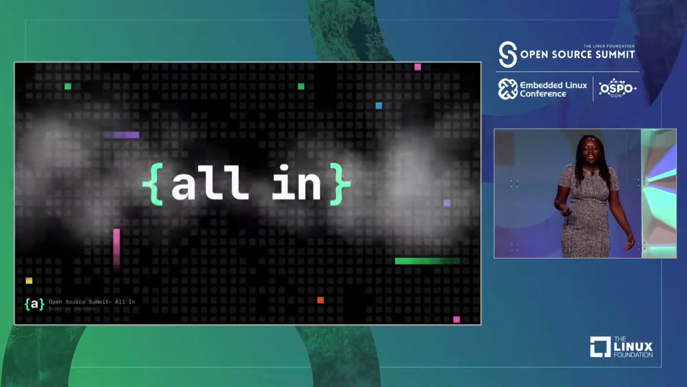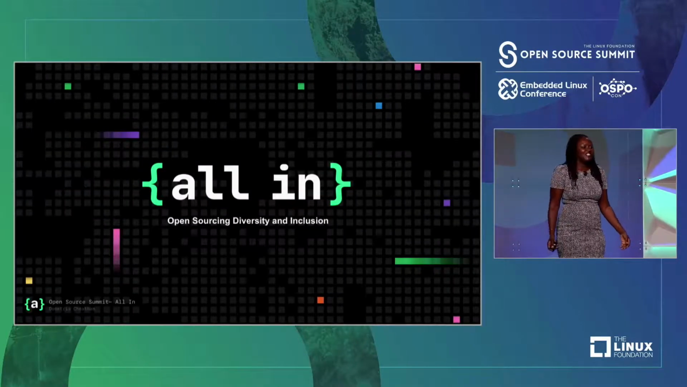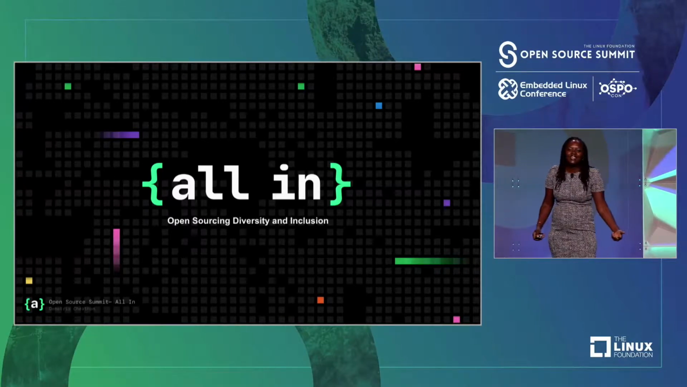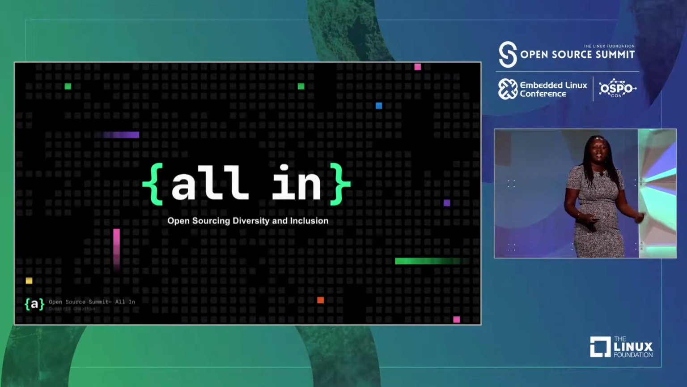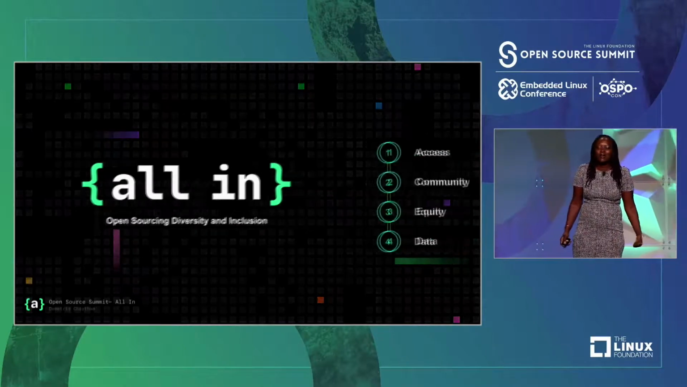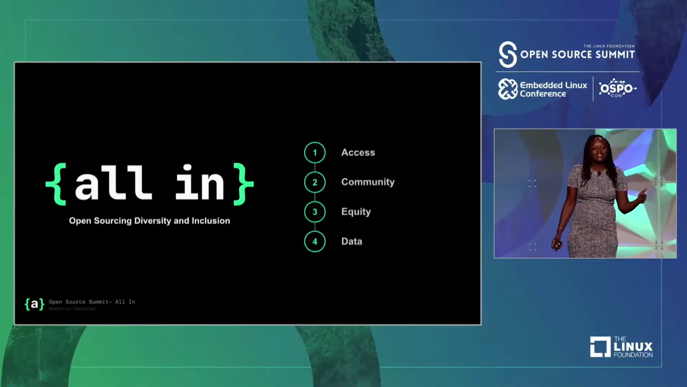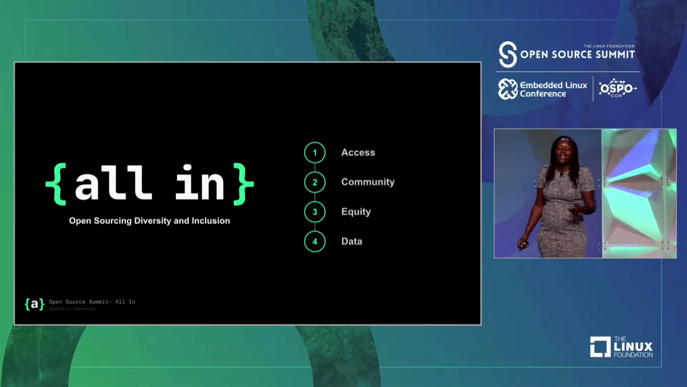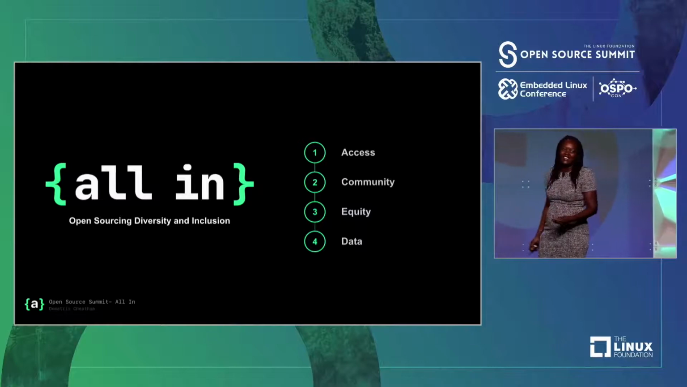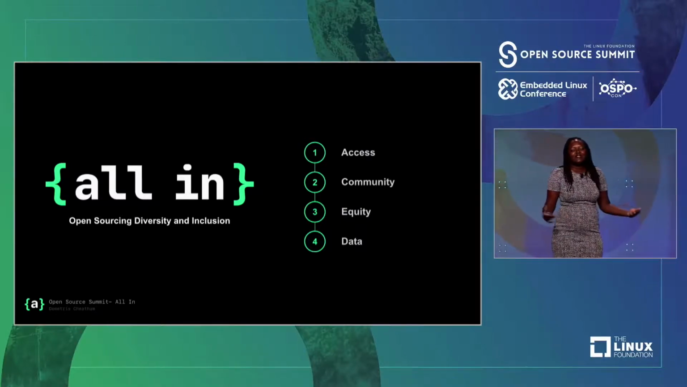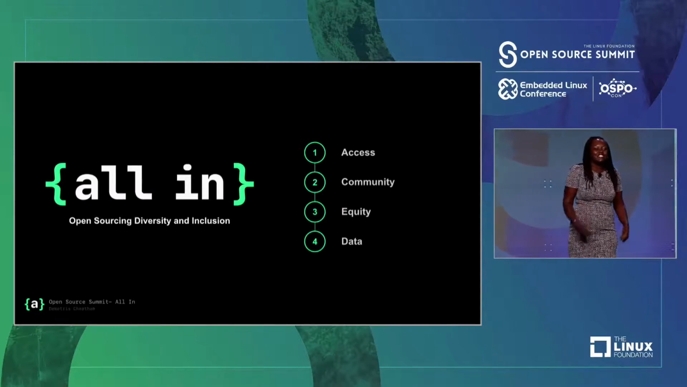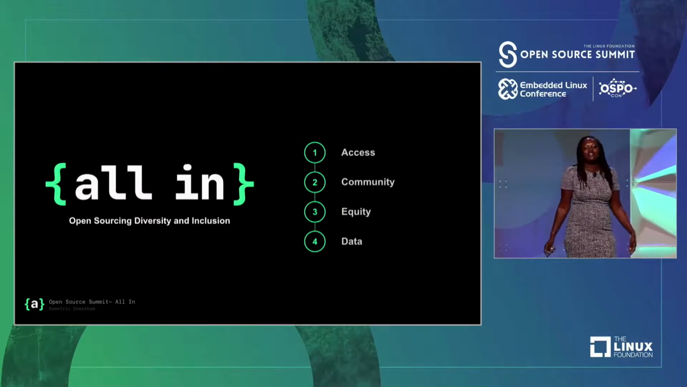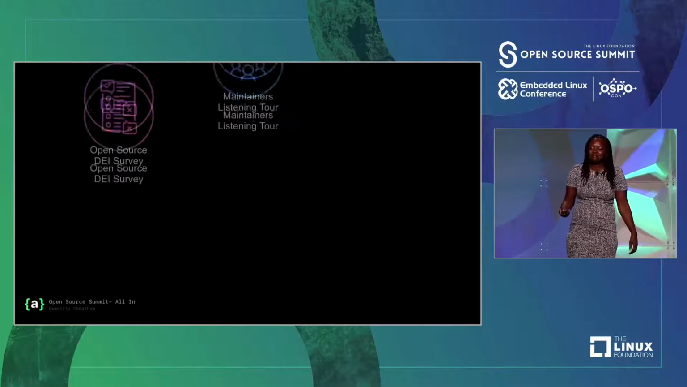And so with that, we are here to introduce All In. All In is a community that's dedicated to advancing diversity, equity, and inclusion in open source by focusing on access, community, equity, and data. And so today I'm going to share with you all what we've been up to in this community and extend an invitation for every single one of you to join us.